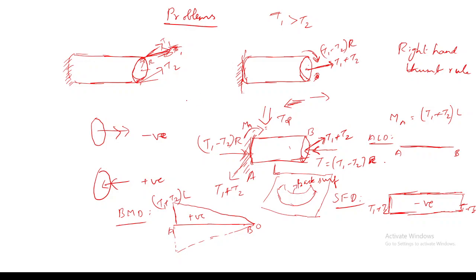So based on the sign convention which we have followed for bending moment diagrams, when the top layer or the back surface or the left surface gets contracted, we will have a positive bending moment.